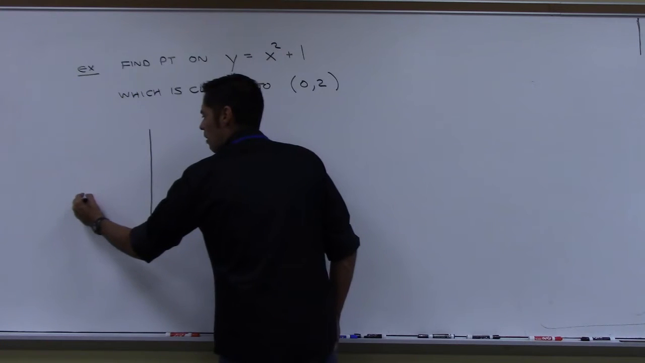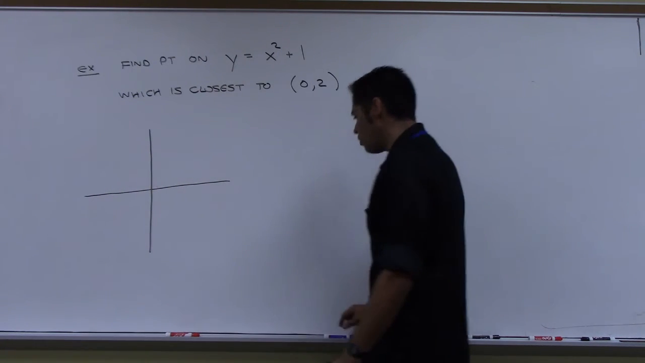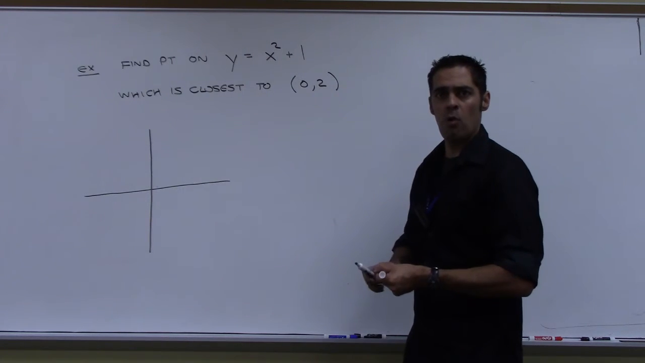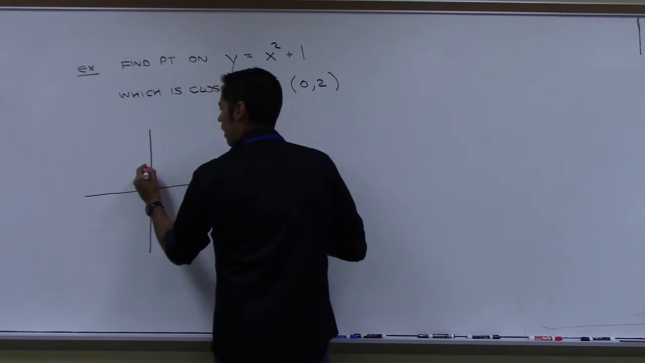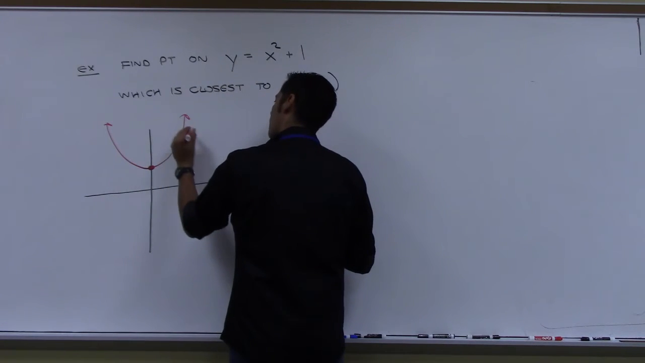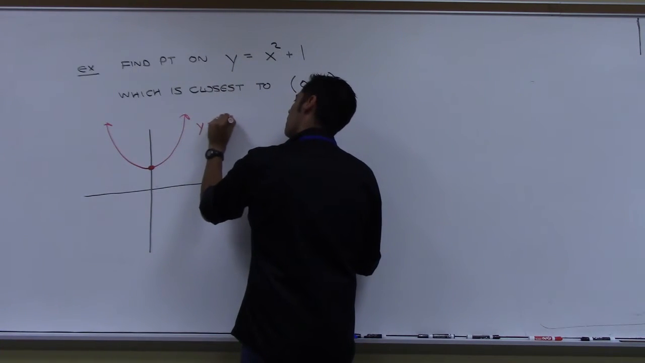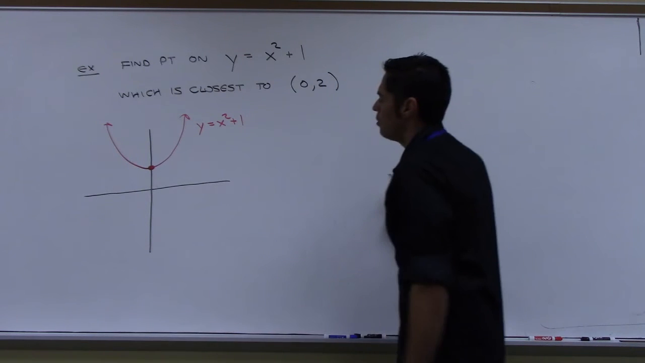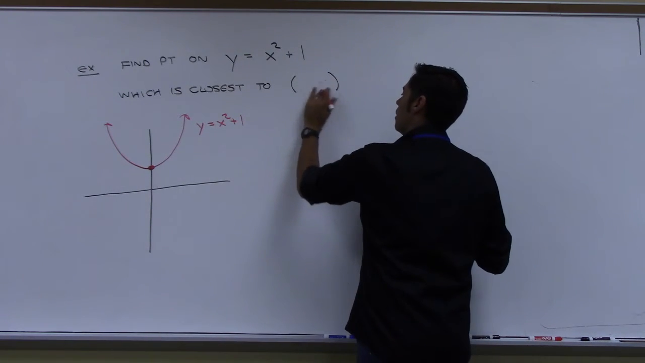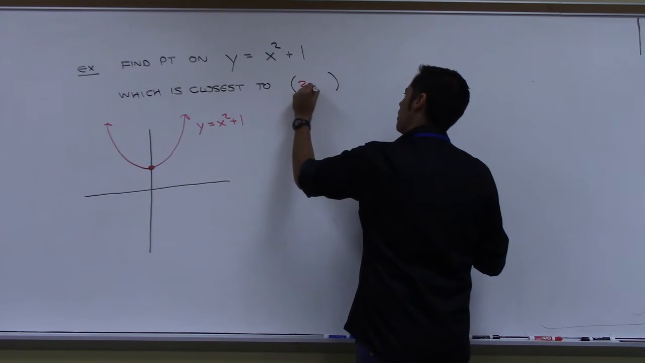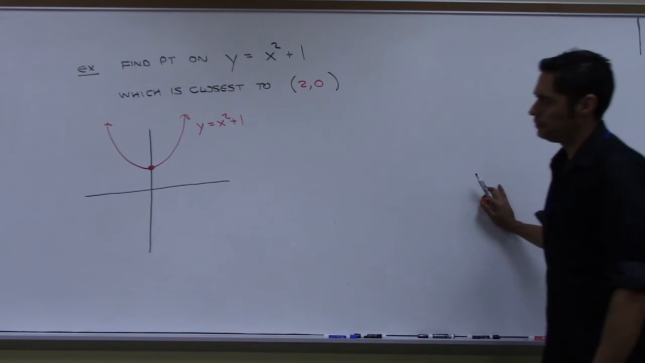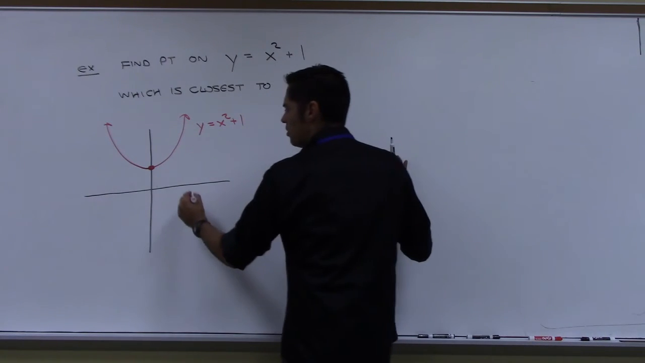So what I'm going to do is draw a picture of what we've got here. X squared plus 1 is a parabola, right? Opens up, moved up 1. X squared plus 1 looks like this. Shoot, I don't want 0, 2. Sorry, switch this. That's too easy. Oh, actually, that would have been hard. Never mind. But I'll switch it to 2, 0.